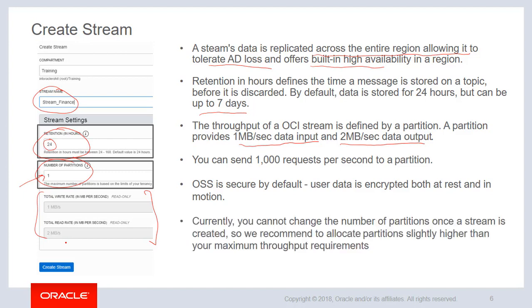Currently, you cannot change the number of partitions once a stream is created. So we recommend to allocate partitions slightly higher than your maximum throughput requirements. So this is a limitation. It will go away in the future, but just keep that in mind.